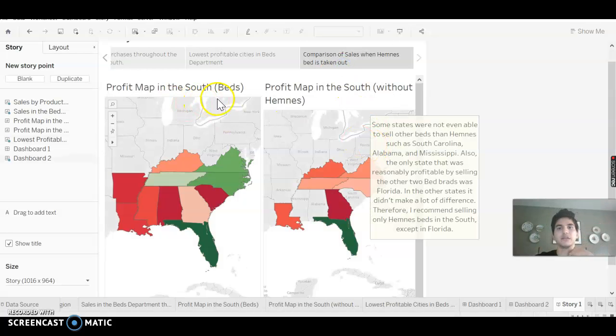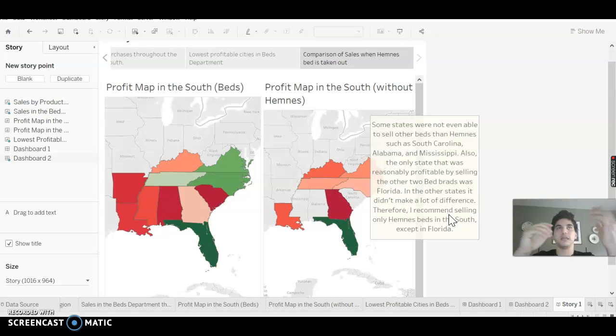Finally, here is my comparison when the Hemnes bed is taken out. Here, some states were not even able to sell other beds besides Hemnes, such as South Carolina, Alabama, and Mississippi. Also, the only state that was reasonably profitable selling the other two bed brands was Florida. In the other states, it didn't make a lot of difference. Therefore, I would recommend that the company only sell Hemnes beds in the South, except in Florida.